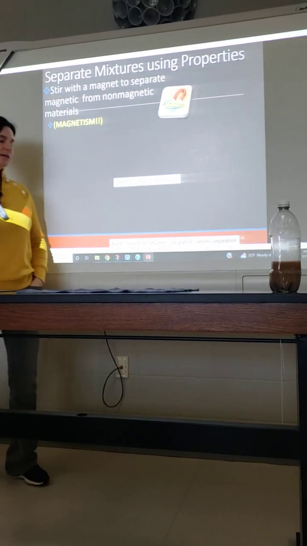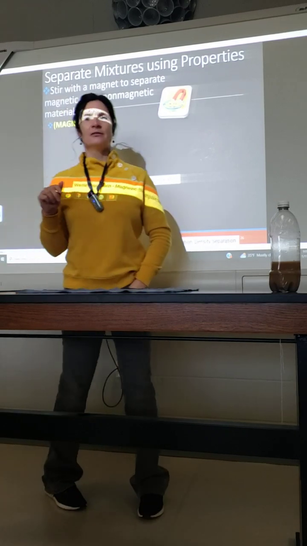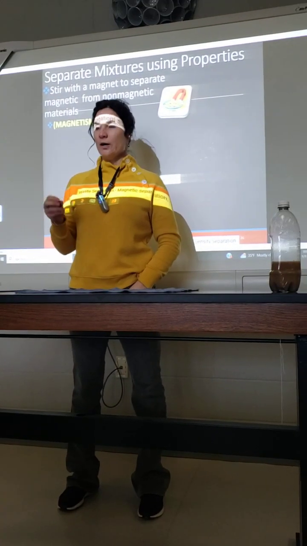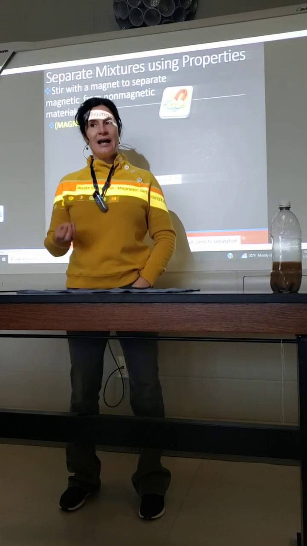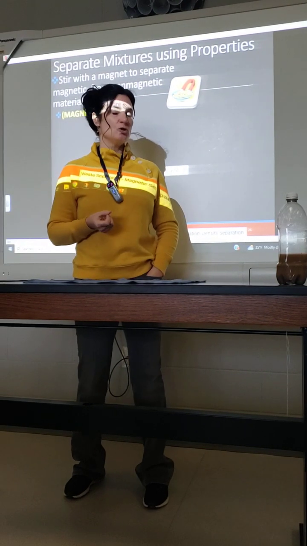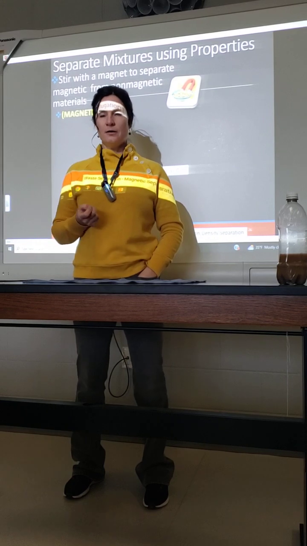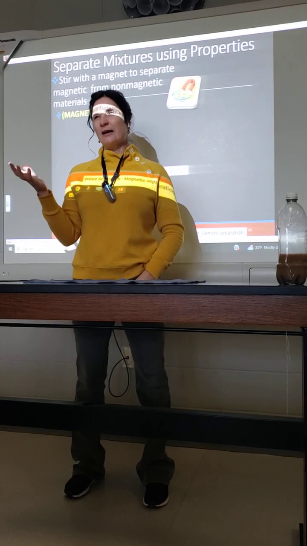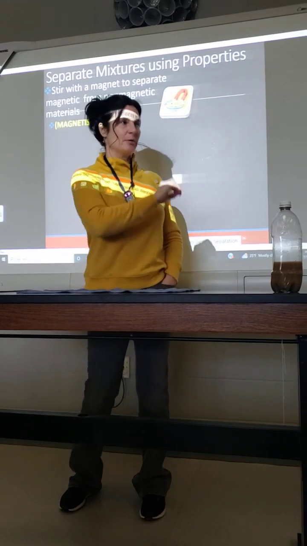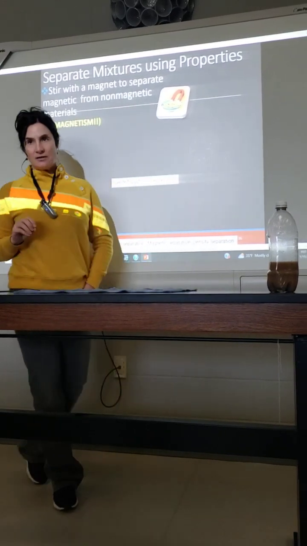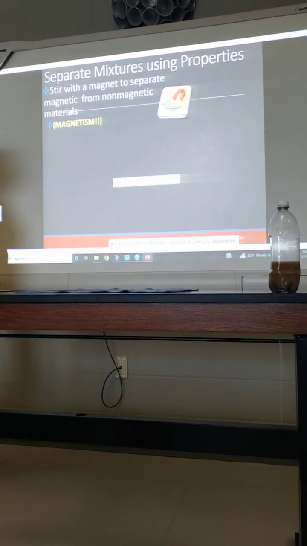Keep this in mind because we'll have a lab pretty soon where, again, you're going to be given a container with a mixture of items. You're going to have to use some of these physical properties to separate the mixture out, because there are 5 or 6 unique items, and they're all going to have to be separated into their individual containers, and you're going to have to use physical properties to do that.